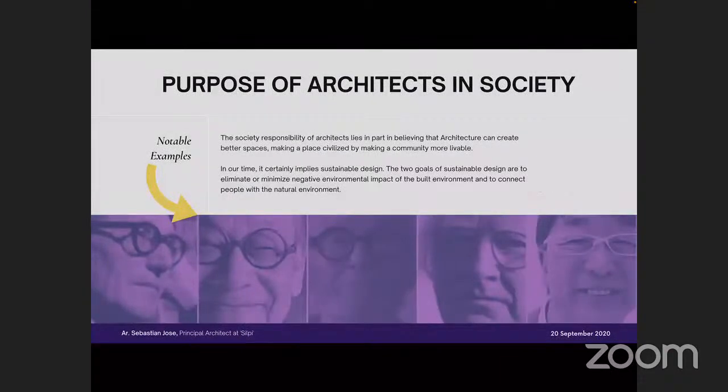So what is the purpose of architects in society? The responsibility of architects lies in part in believing that architecture can create better spaces, making a place civilized by making a community more livable. So architects have a larger responsibility to create better spaces. And in our current times, we have a responsibility to make our designs more sustainable. The idea of sustainable design is to eliminate or minimize the negative environmental effect of your building on the environment, and also to connect people with the natural environment.